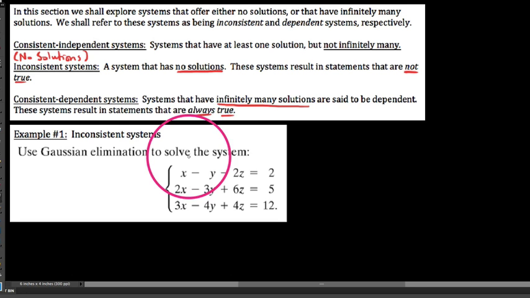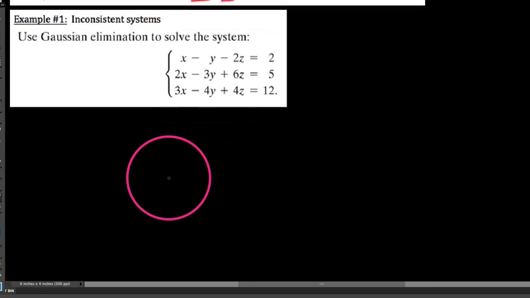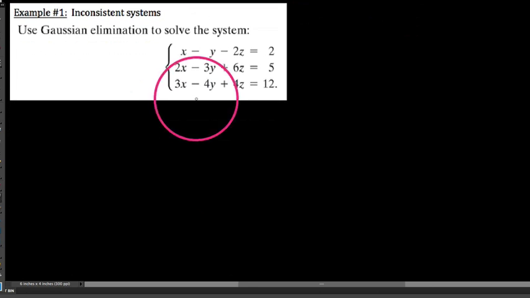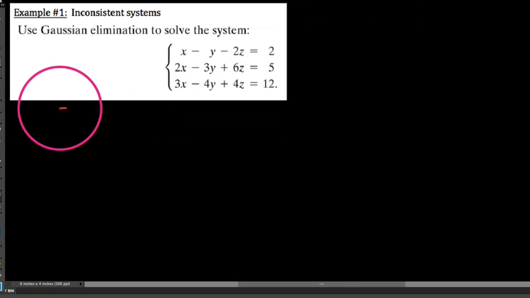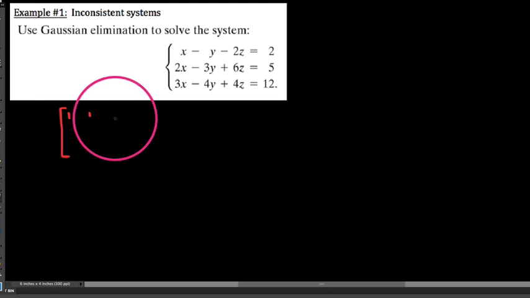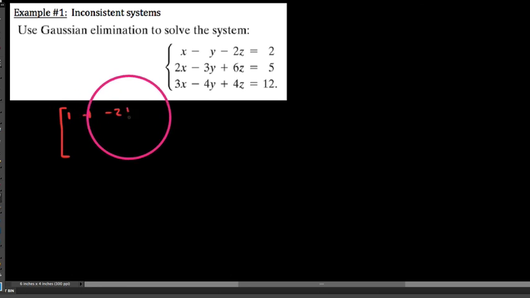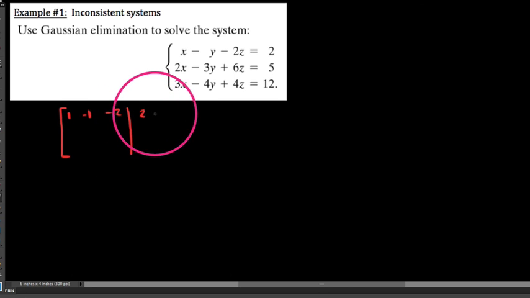But let's go ahead and start by taking a look at a system that I can tell you right now is inconsistent, or is going to have no solutions, and talk about what that looks like and how we carry out our operations. The first thing we want to do is write an augmented matrix to go with the system. So our first row would have 1, 1, negative 1, negative 2, and then we'll put our bar here to make this an augmented matrix, and we have 2 as our constant.